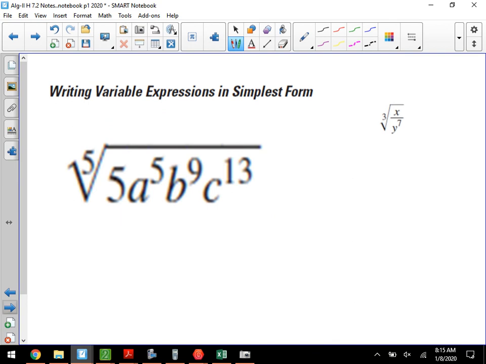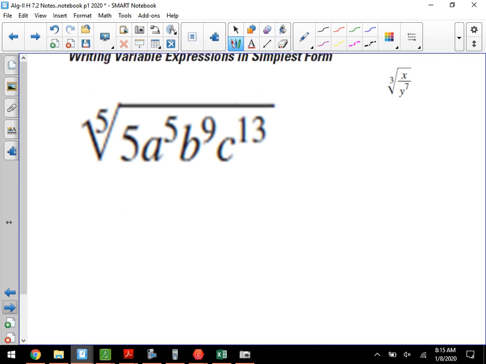Let's try another one of these. Fifth root of 5, a to the 5th, b to the 9th, c to the 13th. Let's do that shortcut of the division. Let's see if we can figure this out. Is there a perfect fifth root that goes into 5? No. So I can't simplify the fifth root of 5, can I? Nope. So I'm going to keep the fifth root symbol here and the 5 on the inside and see what happens.